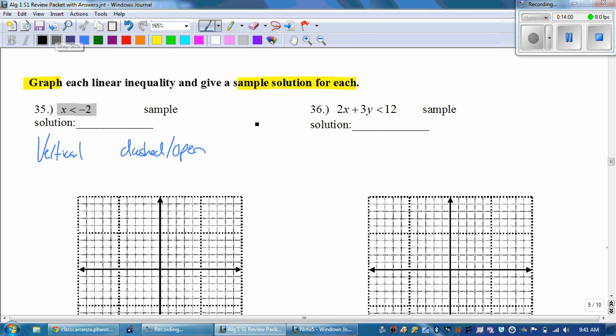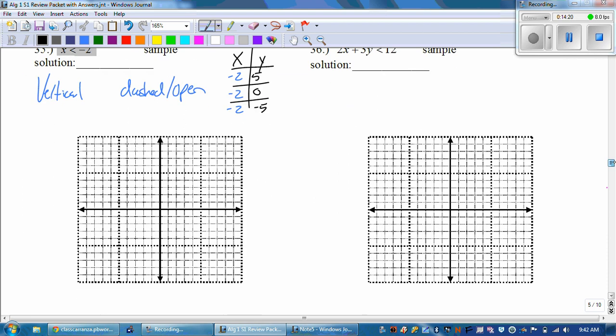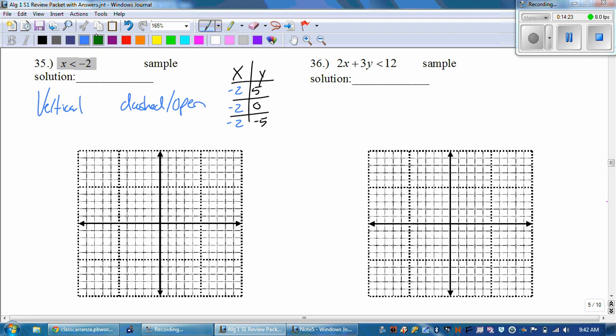Now, if you forget if it's a vertical or horizontal, this is where we do our little number line, our little table. We know that x is negative 2, so I'm putting x is negative 2. And then I'm going to pick a positive, 0, and a negative. So those are going to be the 3 points that I graph. Negative 2, 5, I'm open. Negative 2, 0. And then negative 2, negative 5. And that proves that this is a dashed line, okay, and a vertical line.